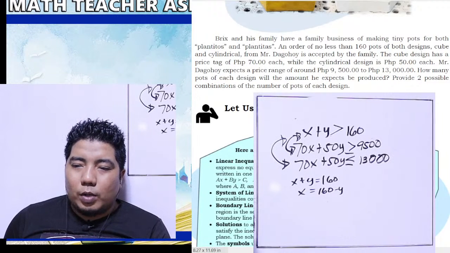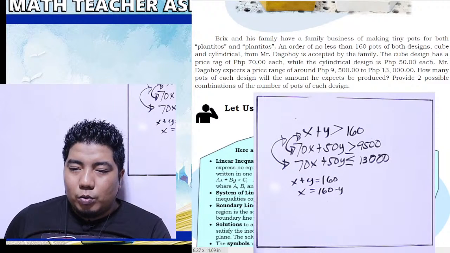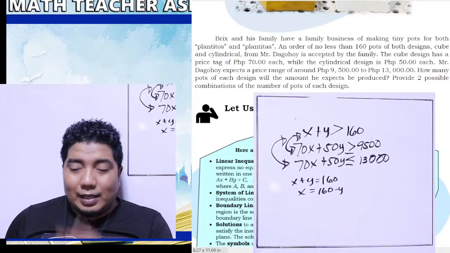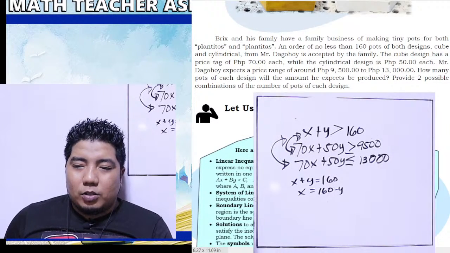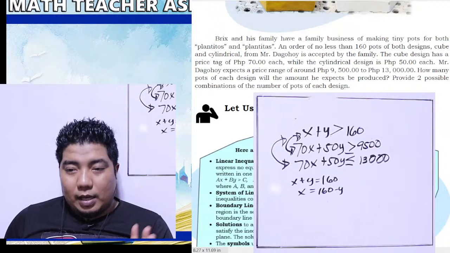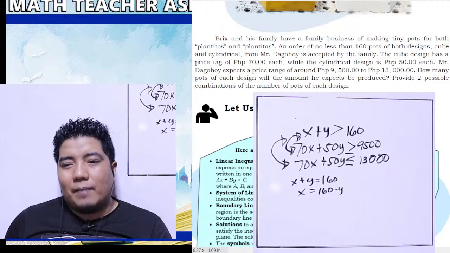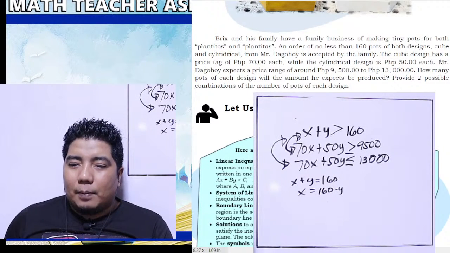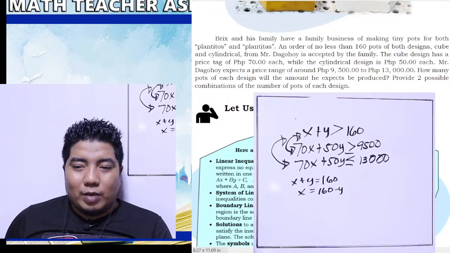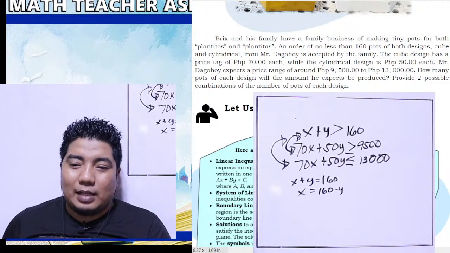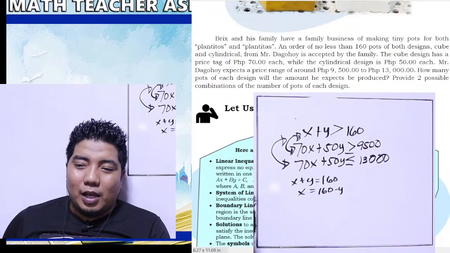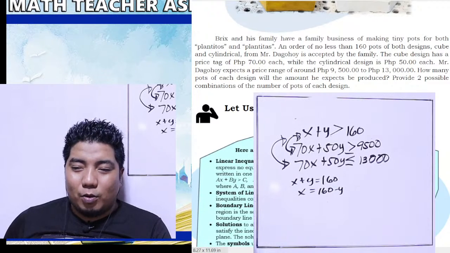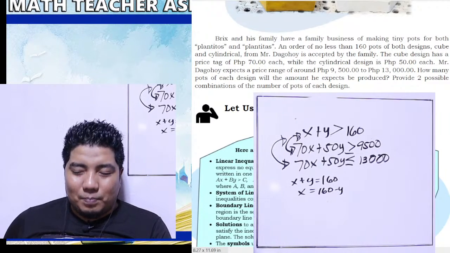Okay? So, what you will do here is you solve for the value of x and y that satisfies this equation or this inequality. So, ito na yung blueprint na binigay ko. I-continue nyo na lang. Tapos, after that, you graph it, kung saan sila tumama sa dalawang graph na yun, yun yung magiging possible scenarios na pwedeng tanggapin ni Mr. Dagohoy.